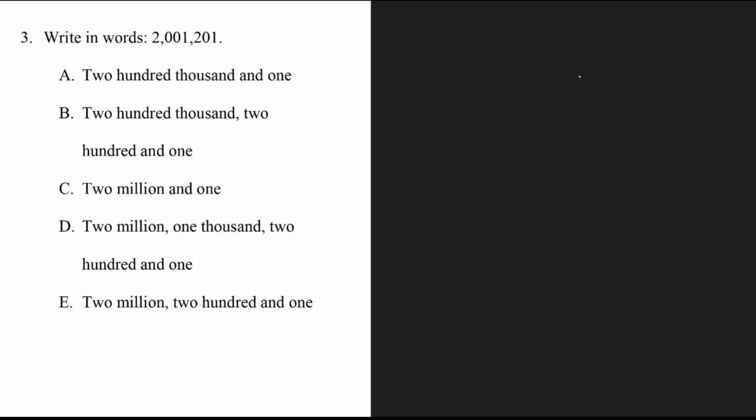Right, question 3 says write in words: 2,001,201. The simplest way to go about this is using the place value. Always write the place value on top of the numbers. So let's try it and see.